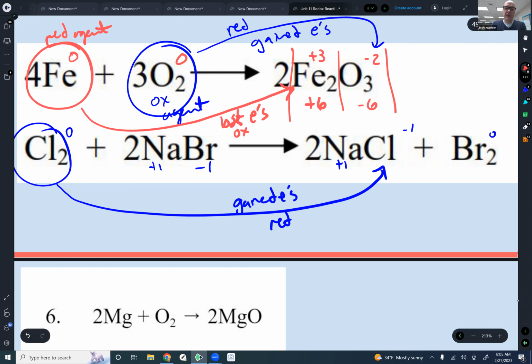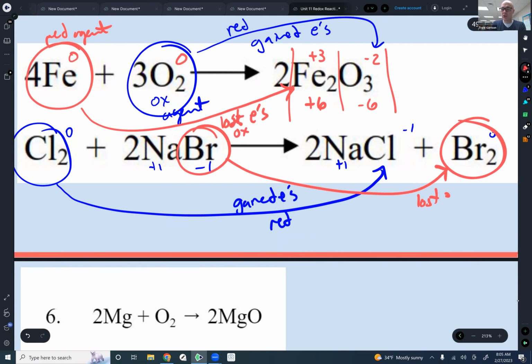The bromine, on the other hand, went from -1 to 0. That means it got more positive. That means it lost electrons, went through oxidation. That means that the entire NaBr is my reducing agent, and the chlorine would be the oxidizing agent. Okay.